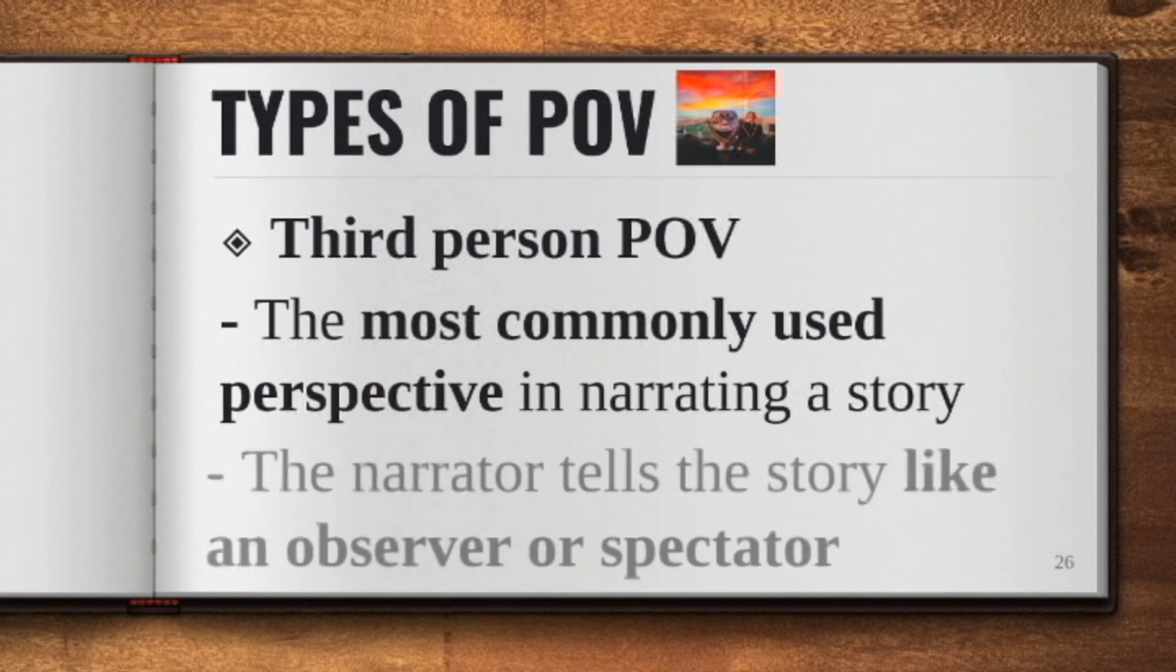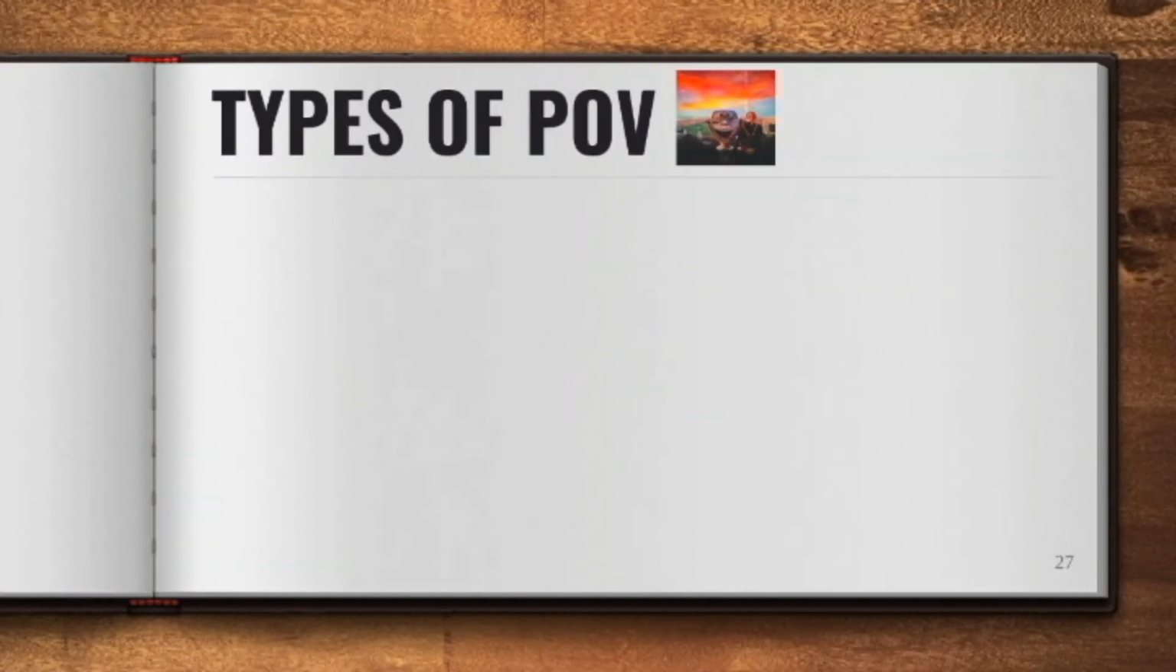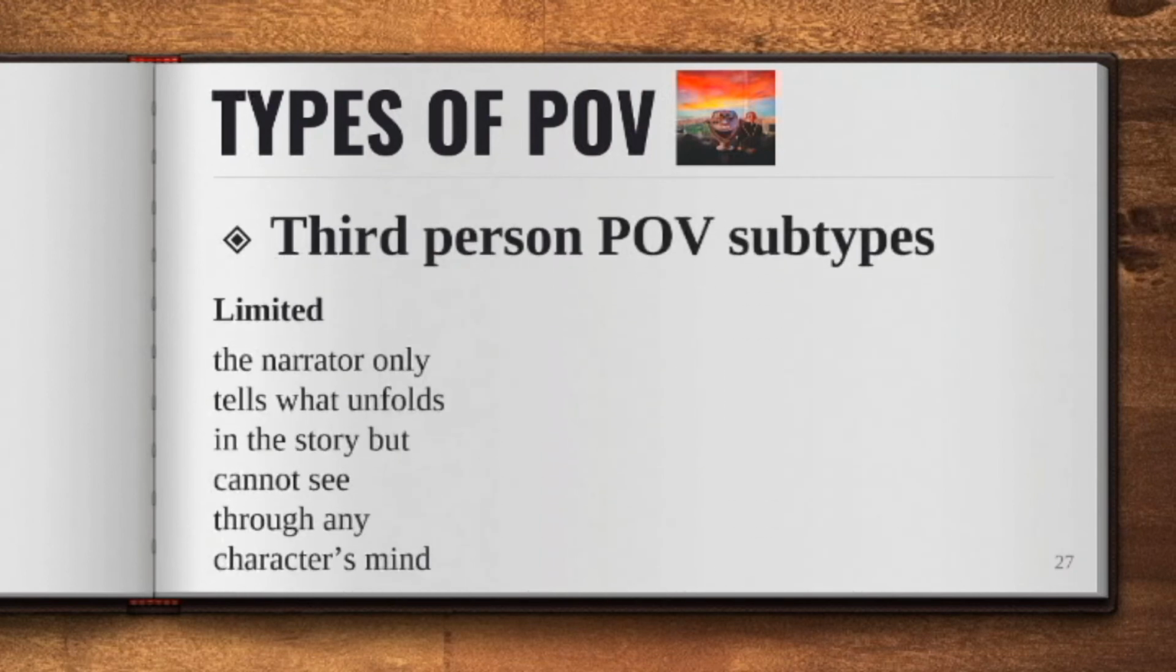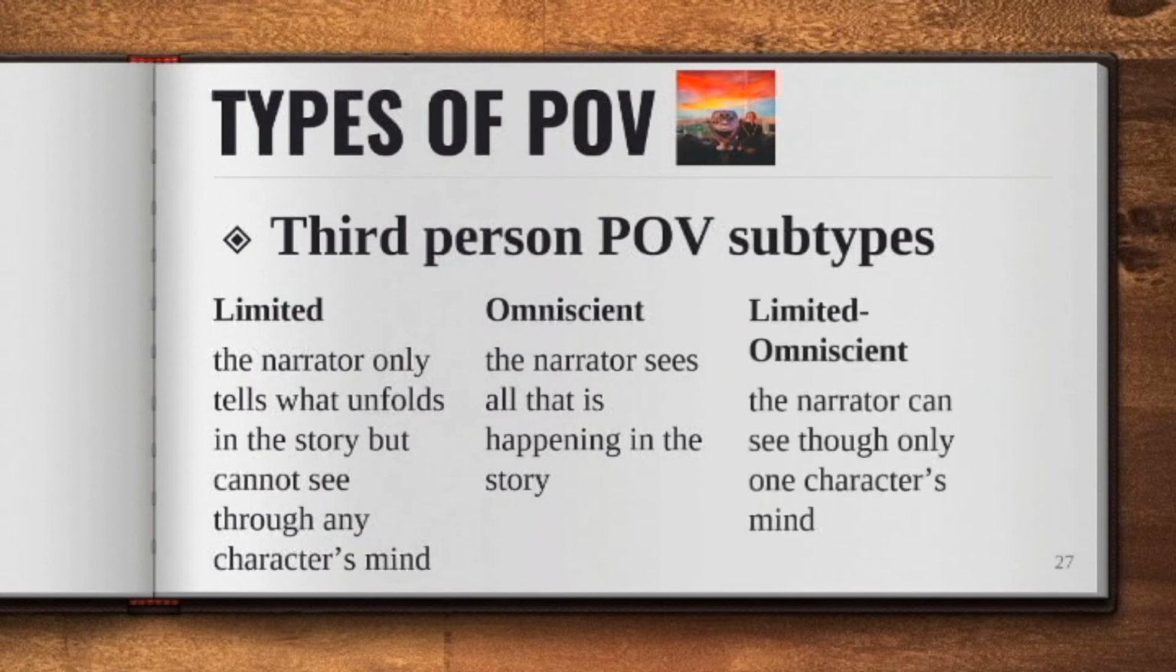The narrator tells the story like an observer or a spectator, since the narrator is not a character in the story. There are three types of third-person point of view. First is limited. It is when the narrator only tells what unfolds in the story but cannot see through any character's mind. Next is omniscient. The narrator sees all that is happening in the story. And lastly, we have limited omniscient. The narrator can see through only one character's mind.